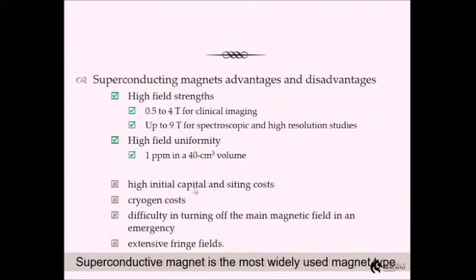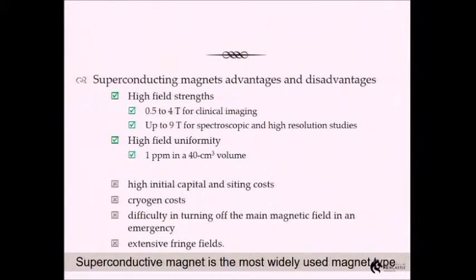They can have high initial capital costs. I don't think that's such an issue anymore. They used to cost significantly more than CT, but I think the cost of CT scanners has gone up dramatically since you've started to look at multi-detector technology. The cryogen costs have come down a lot. When I started doing MR, we used to do a cryogen fill every couple of months.